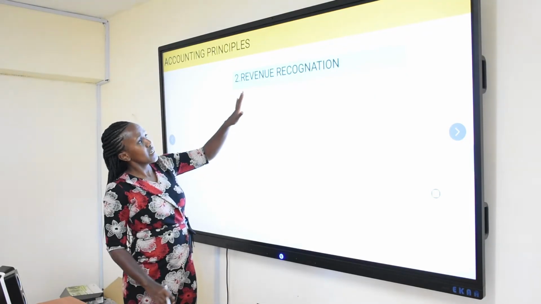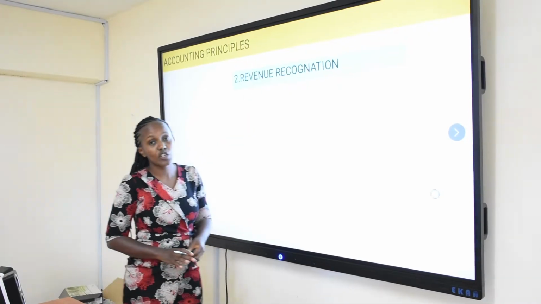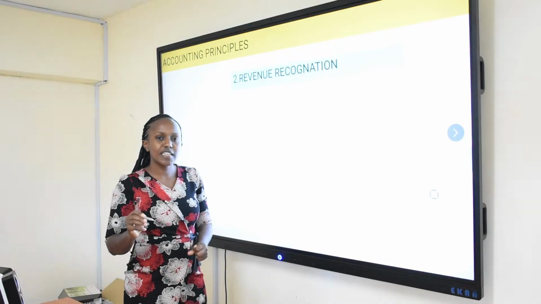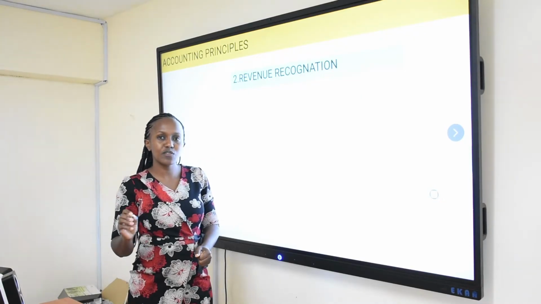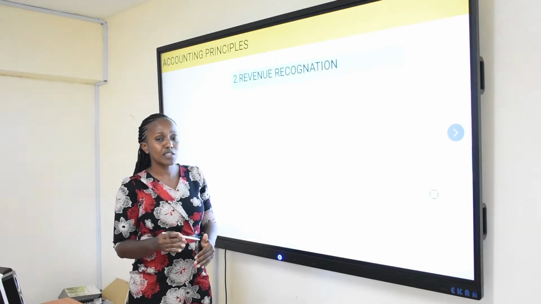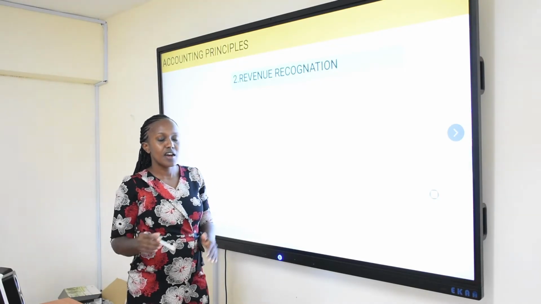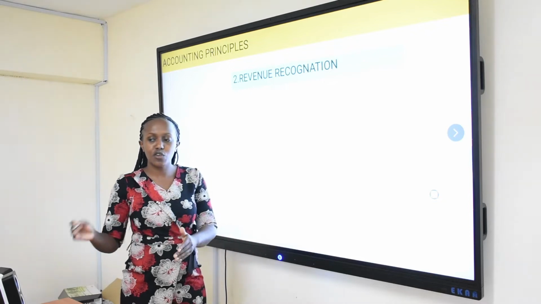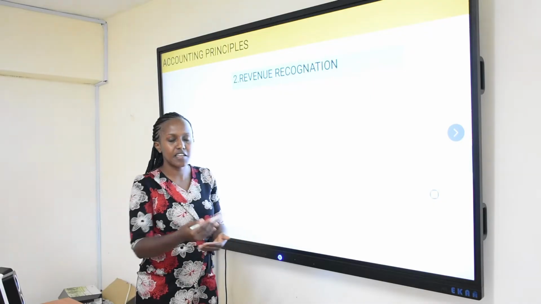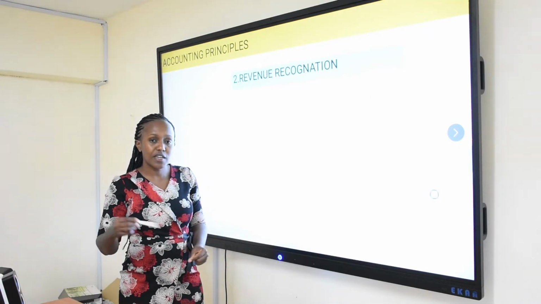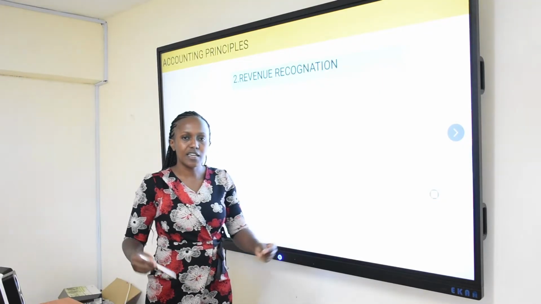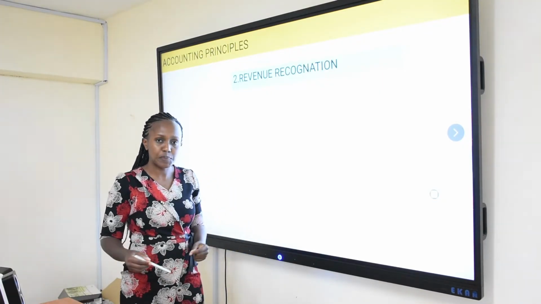So, this principle, that is the revenue recognition principle, requires that revenue is recognized when earned, irrespective of whether cash has been received or not. I want us to differentiate two things here. Revenue earning and receiving of cash are two different things. Revenue is earned when you extend the effort. For example, in our first example, revenue is earned the day you go to work every single day. That is when you earn your revenue, every single day.